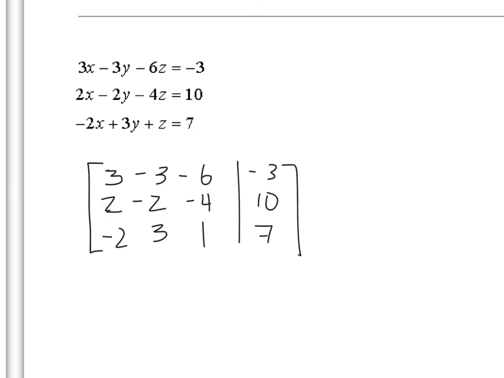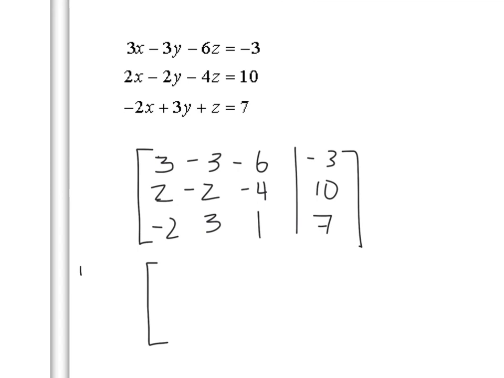Our first equation, look, everything is divisible by 3. So I'm just going to divide everything by 3, same as our previous question, right? That's going to give us 1, -1, -2, and -1. Oops, that's a negative. So how can we eliminate that 2 in our second row? I could do the first equation times 2, and then subtract that second equation from it, and let's see what happens.